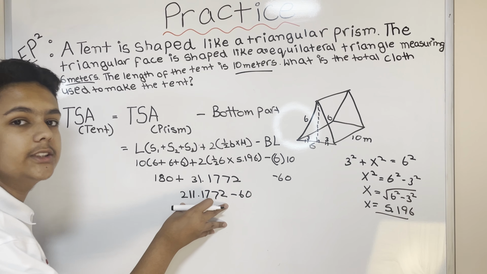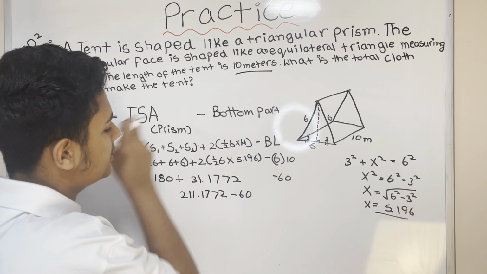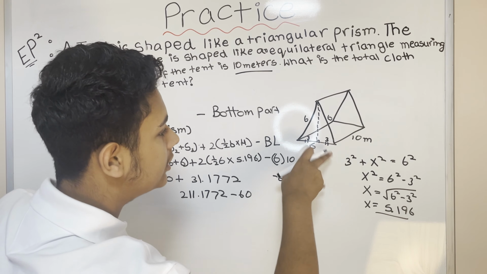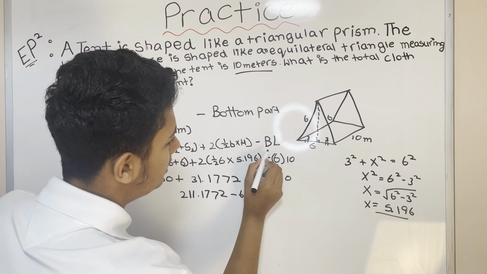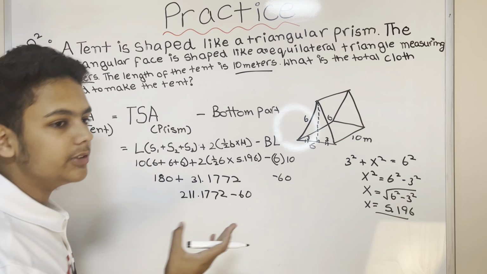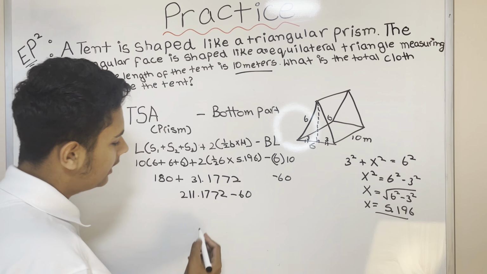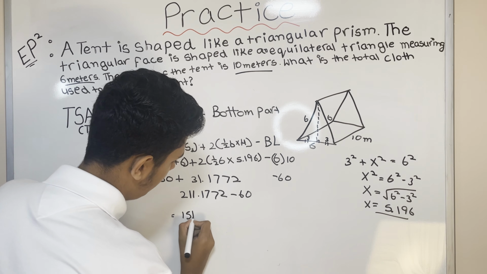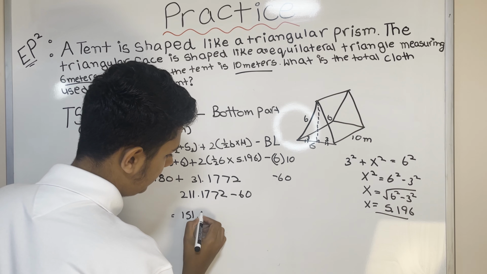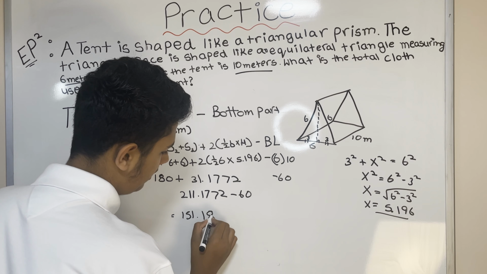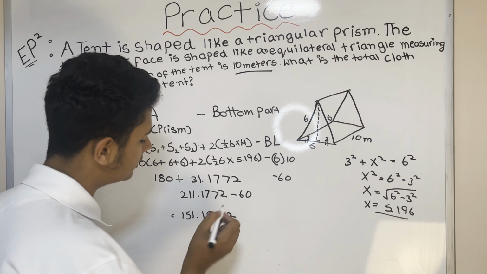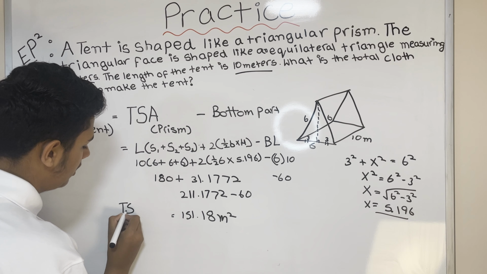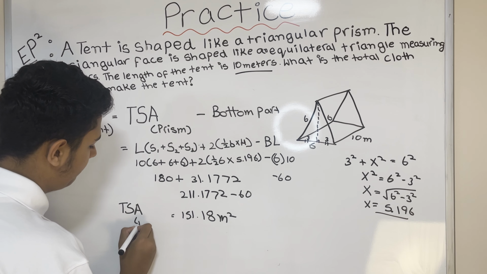This is our total surface area, by the way, of the prism. And then since we need the total cloth used in the tent, we're subtracting BL, which is our bottom surface, because we don't use cloth on our bottom surface. And this will equal 151.18 meters squared. I just rounded it to two decimal places, and this is our total surface area for the tent.